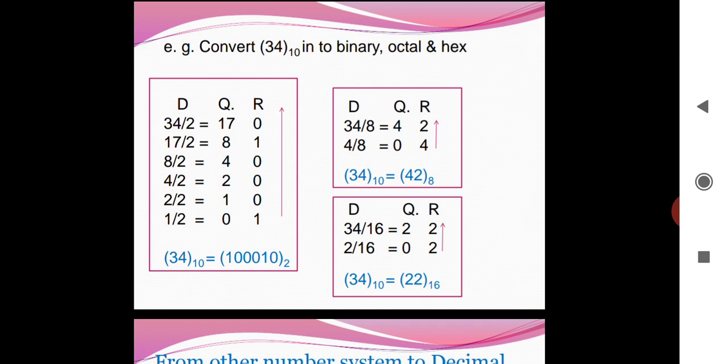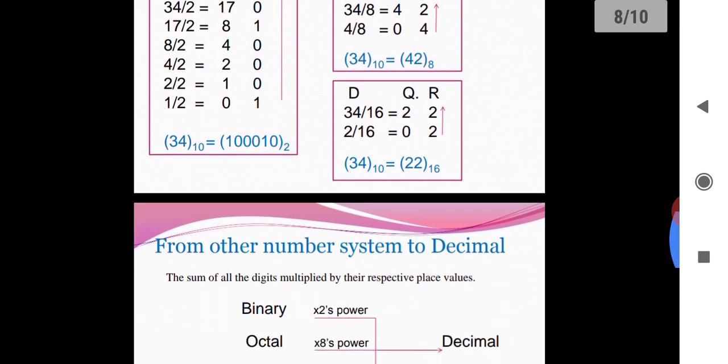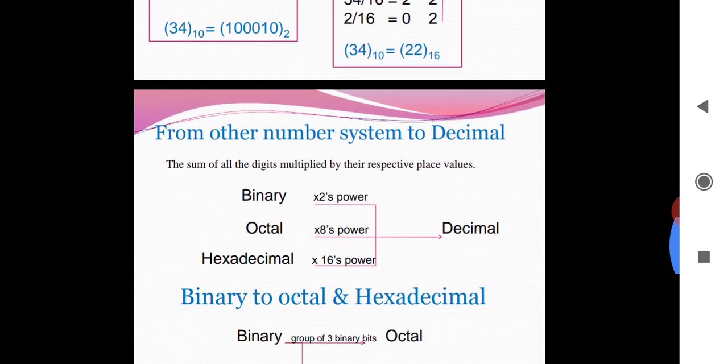Similarly, if we want to convert a given decimal number into octal or hexadecimal, at that time divide this number by 8 or 16, and again whatever your remainders are, write down those remainders in reverse order. So here the example is given for decimal to octal. So 34 in decimal is equivalent to 42 in octal, and 34 in decimal is equivalent to 22 in hexadecimal number system. So this is one conversion.